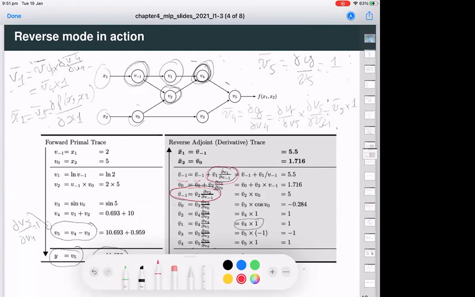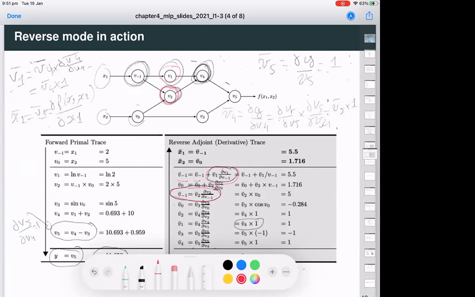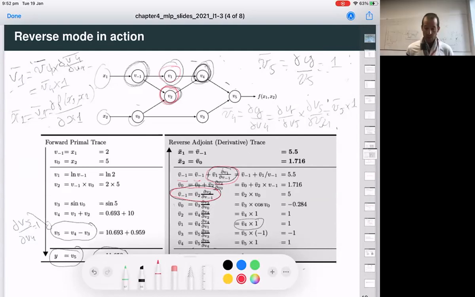Yeah. So you have this one derivative with respect to V minus 1, and this one with respect to V minus 1. And you add. Yeah. So you add these two. I hope I clarified it a bit in 5 minutes.